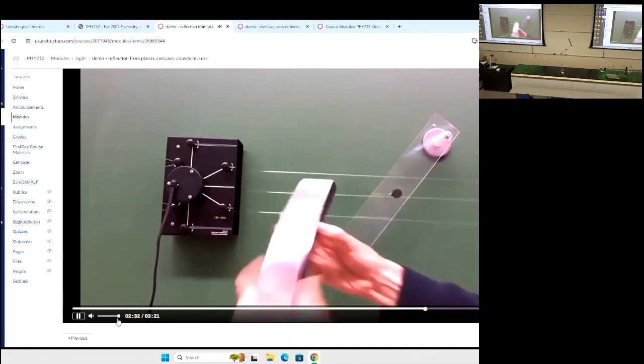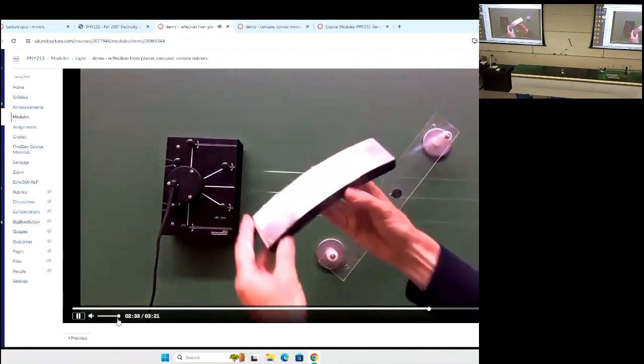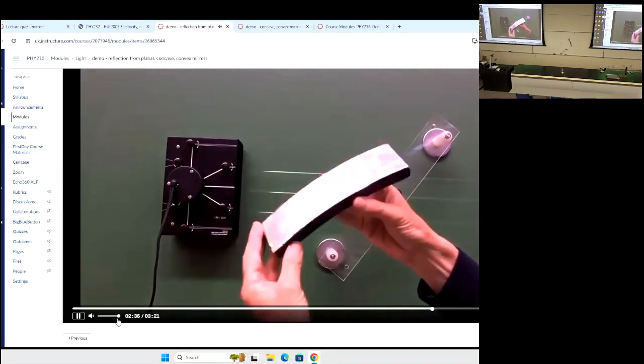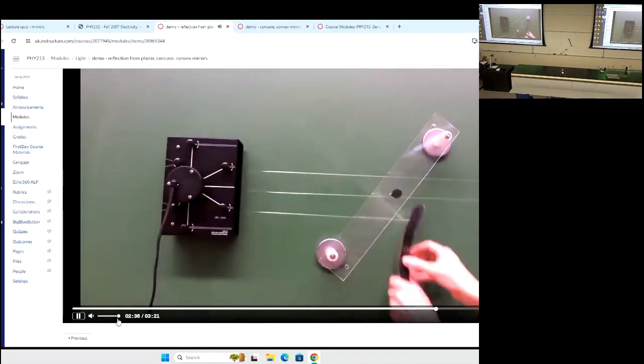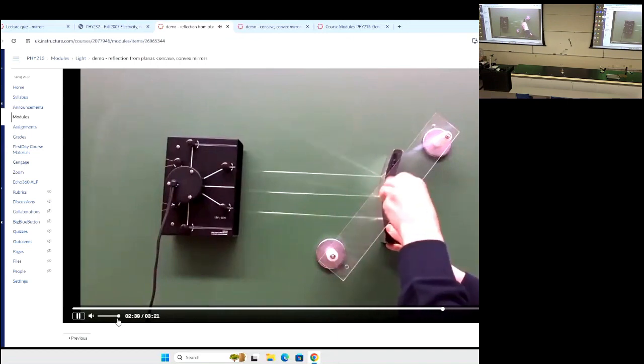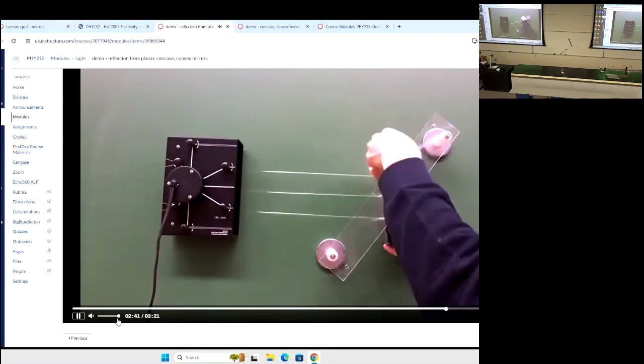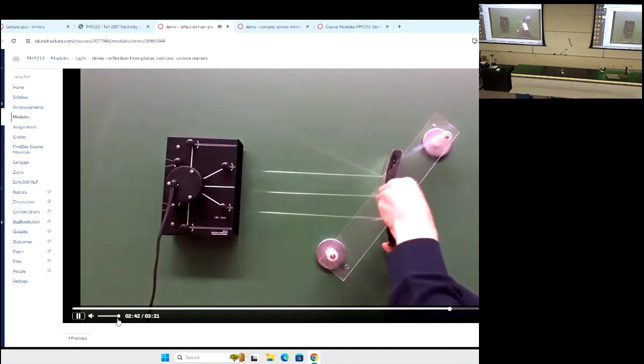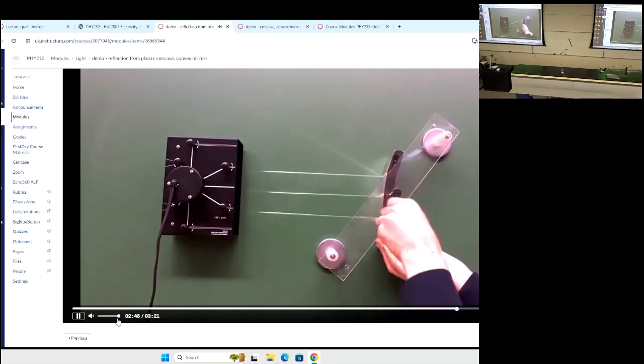So my assistant is going to remove that mirror, and now we've got a convex mirror. So the outer radius of the mirror is now the curved surface, and he's going to mount that for me very carefully. And we're going to look at the rays that are reflected off this mirror.